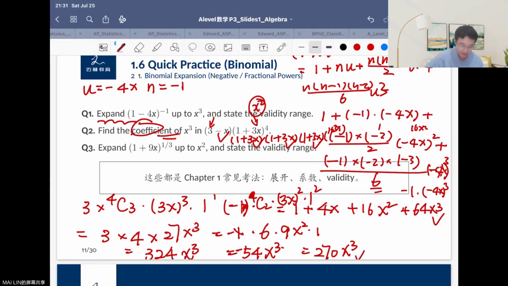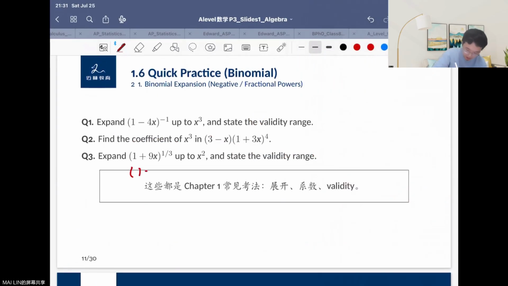Okay. And for the third problem, expand (1 + 9x) to the power of 1/3 up to x squared, and then state the validity range, right? If you want to expand it, just consider (1 + u) to the power of n, which equals 1 plus un plus n times (n minus 1) over 2 u squared. So we can just put into it: u equals 9x and n equals 1/3.